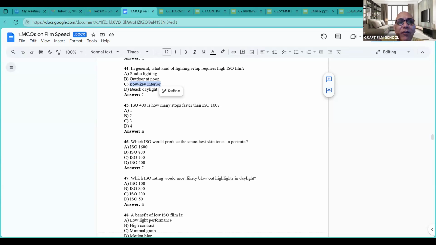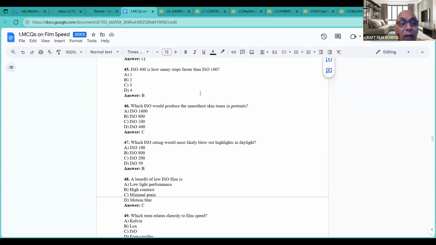Okay. Like in a jungle, if you go on a moonlit day, it is a low key lighting. But if in an outdoor, any landscape or picnic spot or whatever is there in outdoor, it is a high key. So the answer is basically low key. Low key means where the light level is very low, you need a high speed film, sorry.